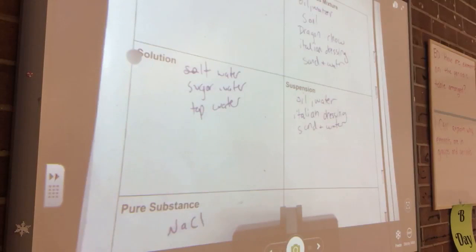Most of you got the homogeneous and heterogeneous mixtures correct. But what tripped you up is forgetting that things can go in more than one category. So salt water, sugar water, tap water are all homogeneous. We can't tell the difference in the particles. They all look the same. While oil and water, soil, dragon chow, Italian dressing, and sand and water, they all look different. They have different pieces in them. We can separate it if we really wanted to, easy enough.